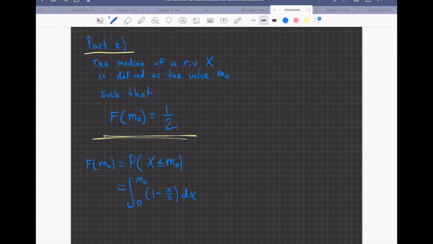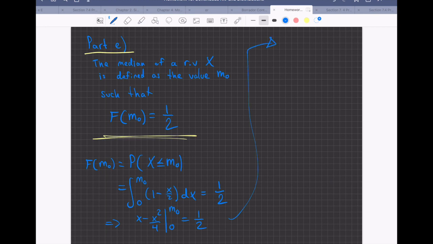The point here is that we have to find the value for m0 such that this integral is equal to 1/2, because that is the definition for this. So compute the integral. As you know, this is going to be the integral of x minus x squared divided by 2, that is 4, 2 times 2 is 4, evaluated from 0 up to m0. And that is going to be equal to 1/2.